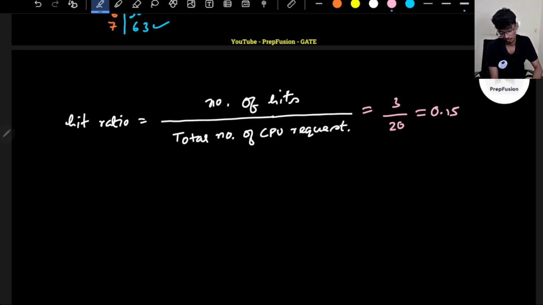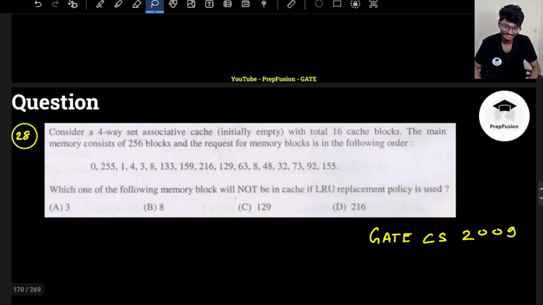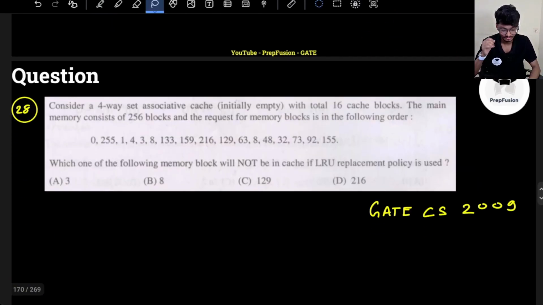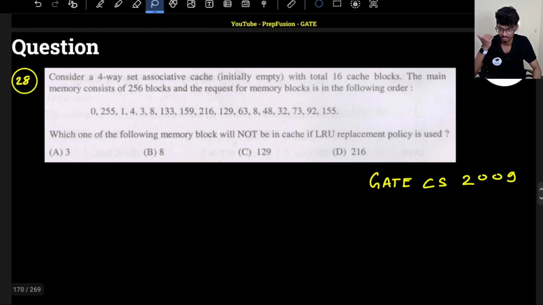Okay. So from here you can actually find out the number of misses, the average memory access time. All those things can also be asked in this question. So now let's understand the LRU policy with a question. This is a GATE 2009 question.